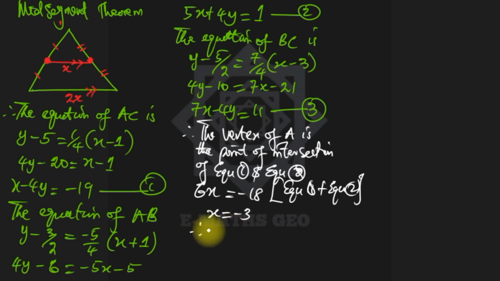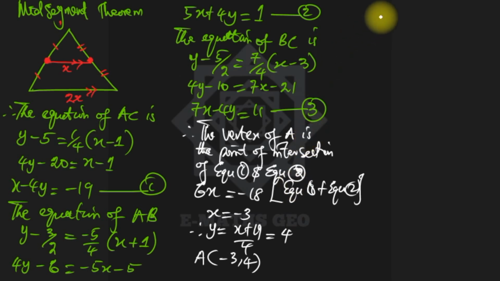Therefore, to get y, we substitute, choosing equation 1. We see that y is x plus 19 over 4, which is minus 3 plus 19, that is 16, and 16 over 4 is 4. Therefore, the vertex of A is minus 3, 4.